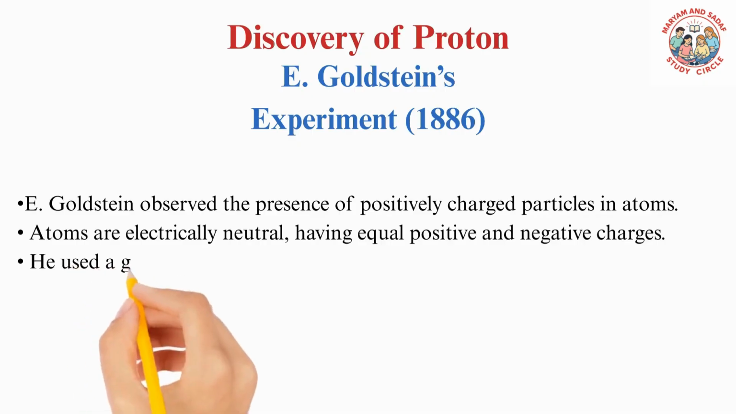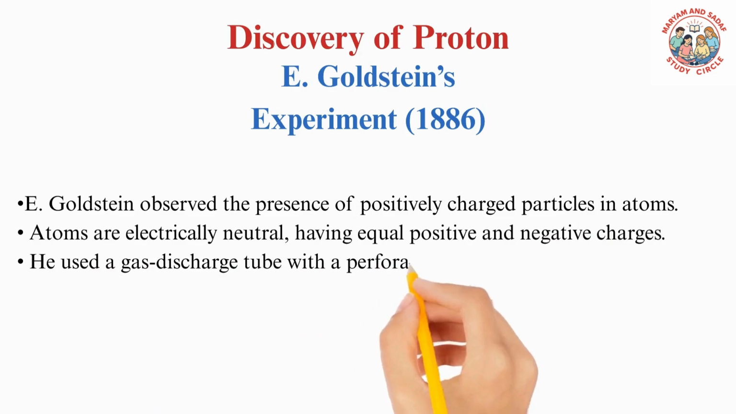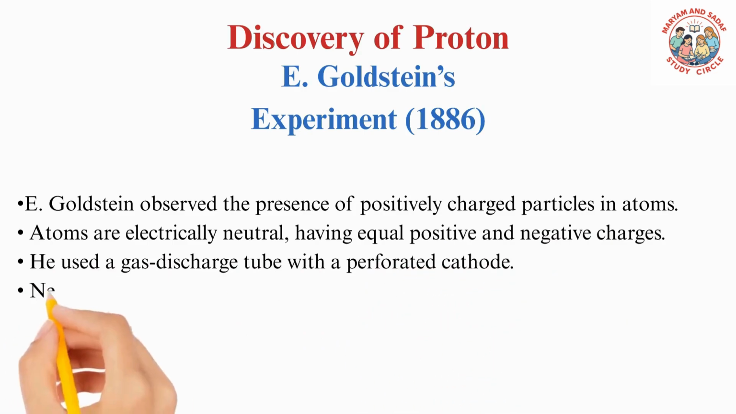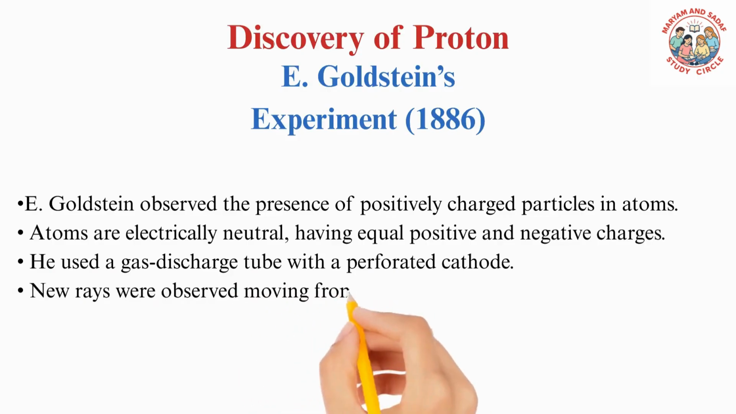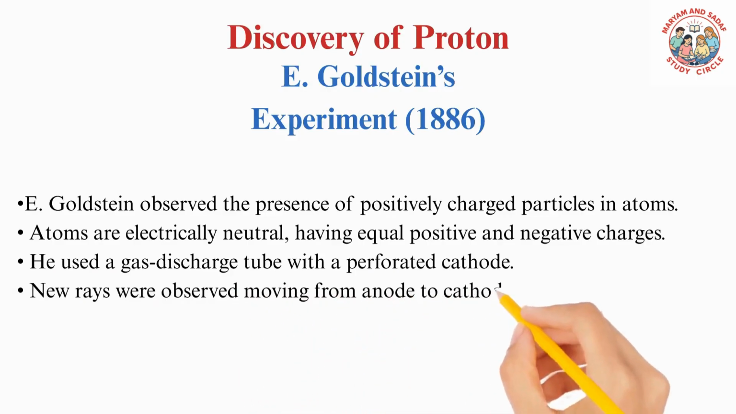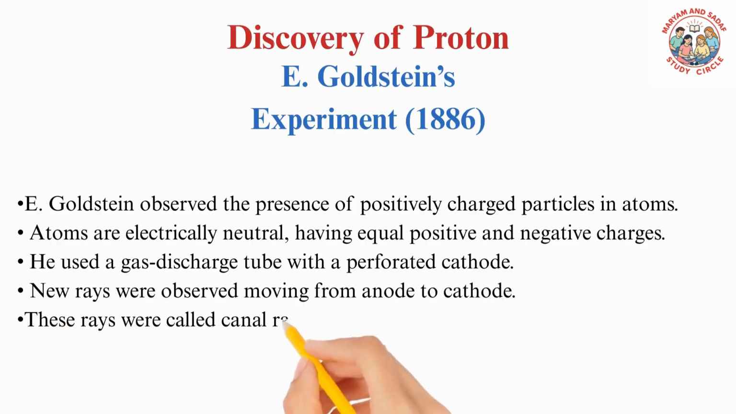He used a gas discharge tube with a perforated cathode. New rays were observed moving from anode to cathode. These rays were called canal rays or anode rays.